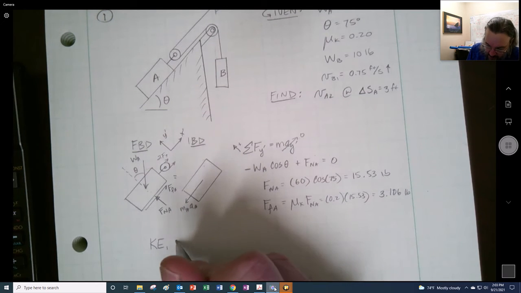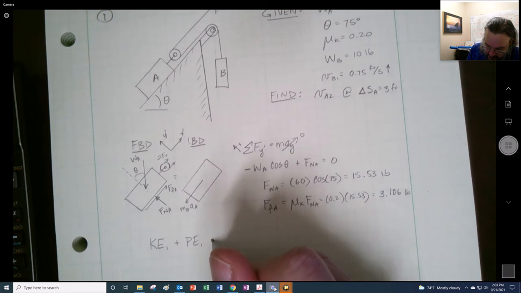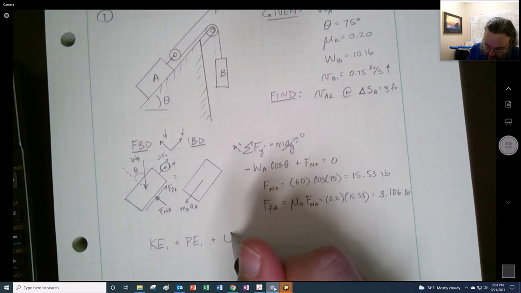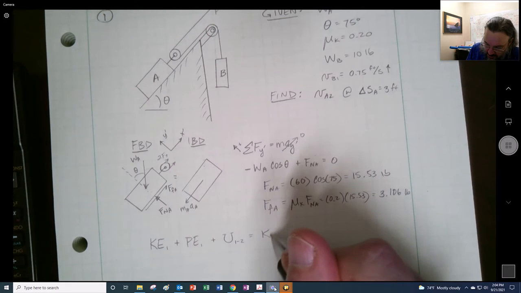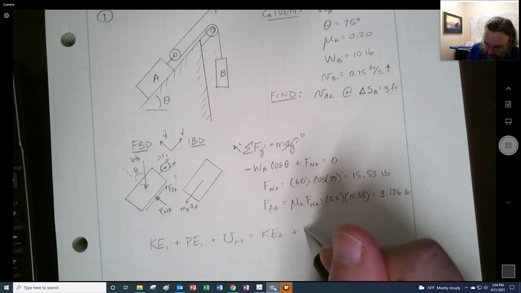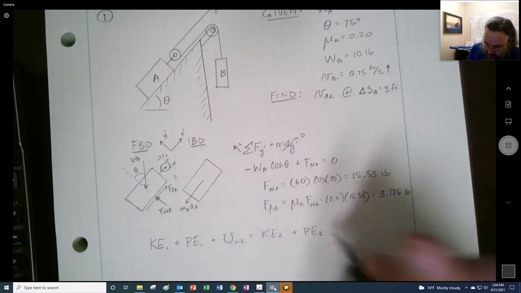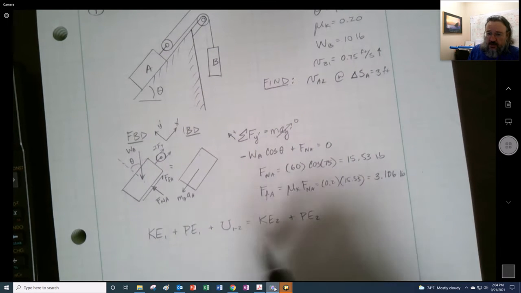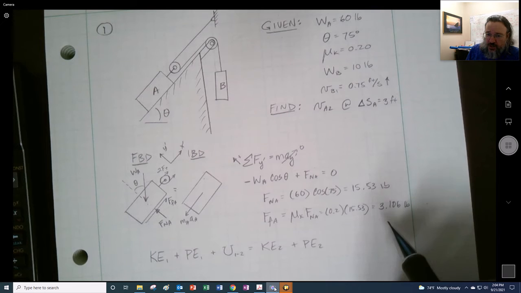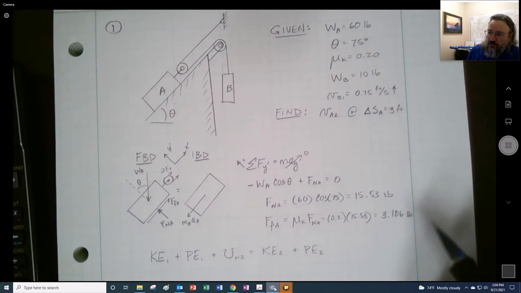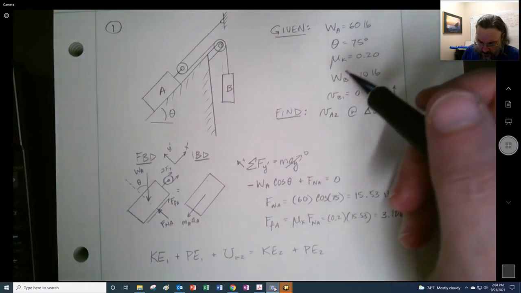So here's our main equation for work energy. We have the kinetic energy at state 1, the potential energy at state 1, the work, which I'm going to use capital U for, that's done between states 1 and 2, the kinetic energy at state 2, plus the potential energy at state 2. You could think of this as the energy inventory equations that you might use in thermodynamics or in fluid mechanics. But here we're also using them in dynamics.